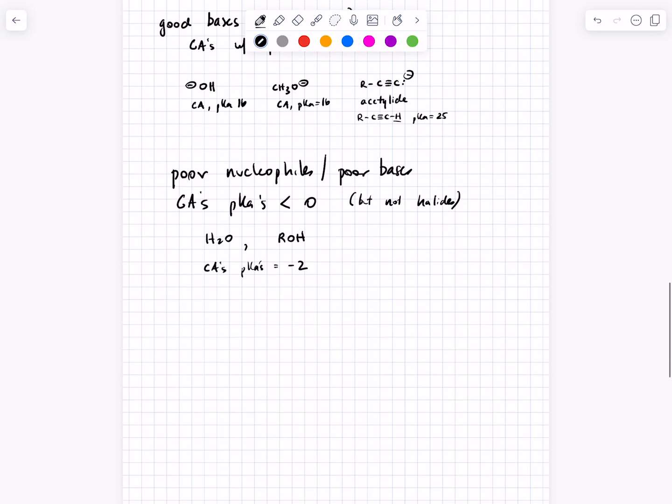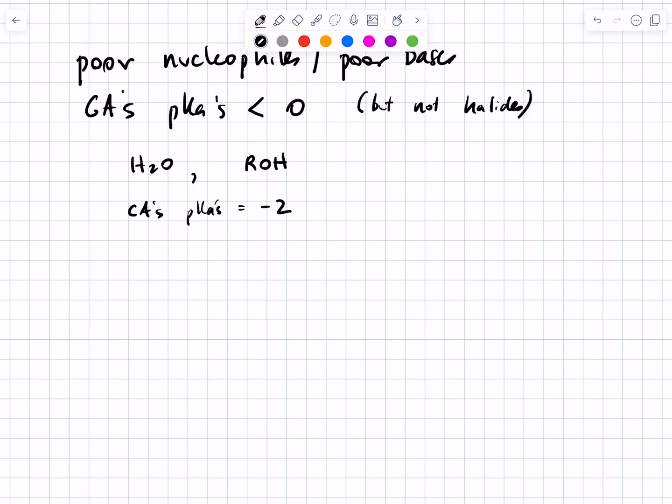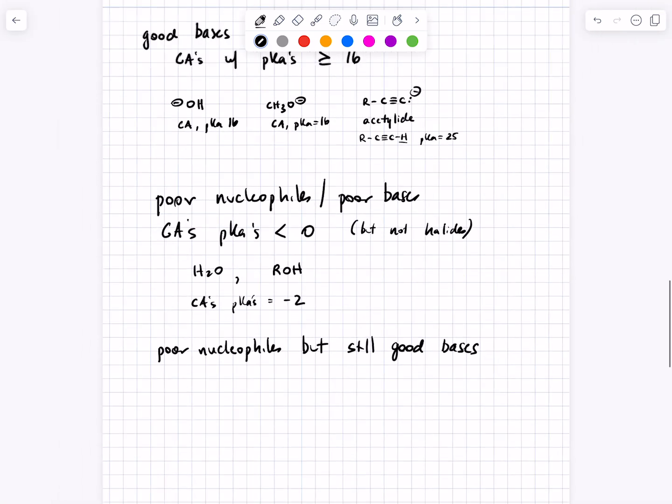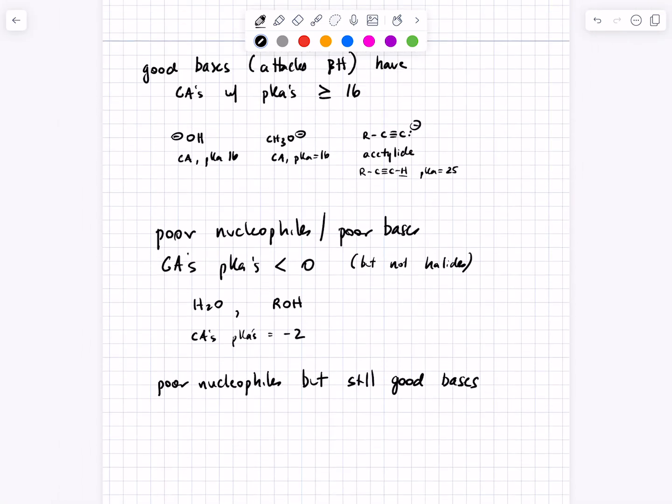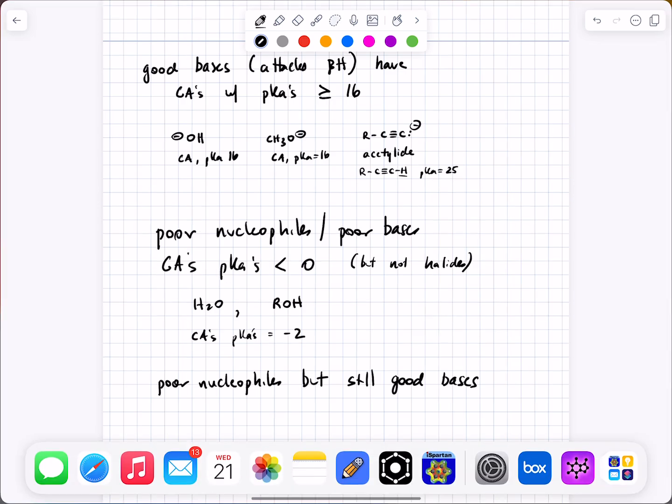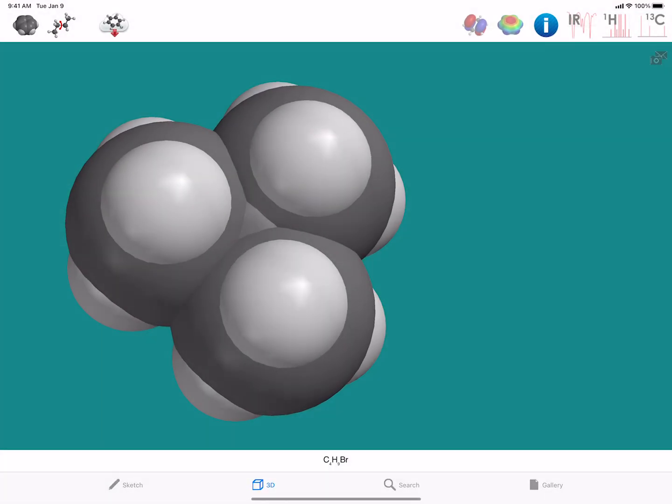I want to introduce, lastly, a category of molecules that are strangely poor nucleophiles, but nevertheless still good bases. And this category doesn't seem like it should exist, because if a good base has a pKa of its conjugate acid greater than 16, that would automatically seem to put it in the category of a good nucleophile. All right? But there is a possibility here for something to be a good base but not a good nucleophile. And this really has to do with sterics.